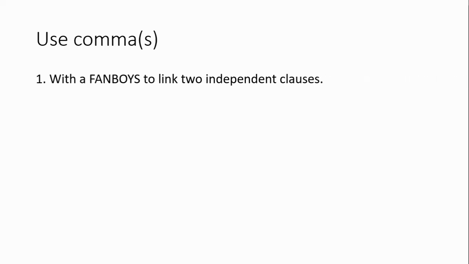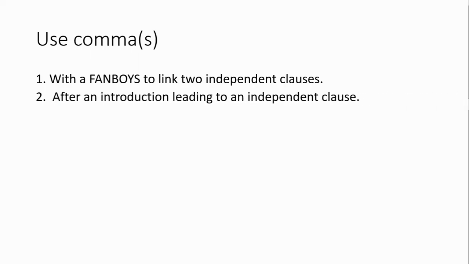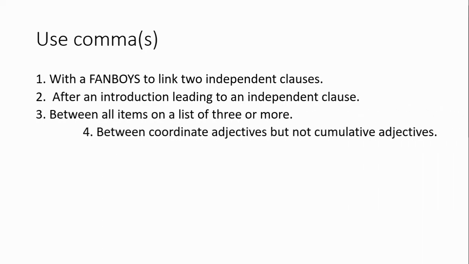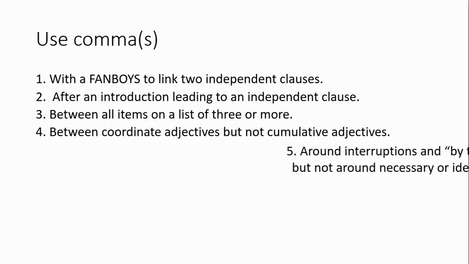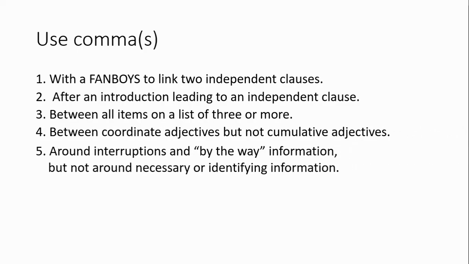Okay, just a quick summary of the 5 rules plus the miscellaneous. Use a comma with a fanboys, coordinate conjunctions to link 2 independent clauses. After an introduction leading to an independent clause. Between all items on a list of 3 or more. Between coordinate adjectives but not cumulative adjectives. Around interruptions and by-the-way information, but not around necessary or identifying information.